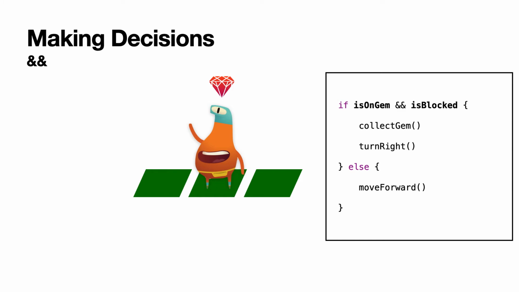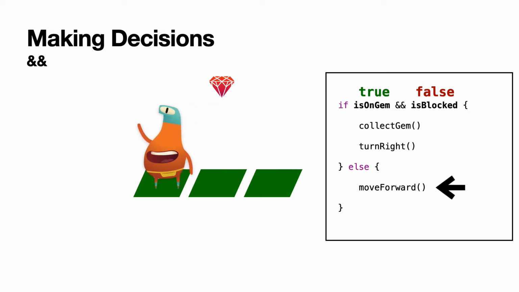Now, with a condition like this, we need to spend a bit of time to figure out which conditional is the right one to use and which combination of logical operators is the right one to use. Putting our check for is on gem and is blocked together might not allow us to solve a particular puzzle. In this case, we check to see if is on gem is true, which it is, and we see if is blocked is true, which it isn't in this case, because we can move freely forward. So we'll fall into the else clause of our if condition, and we won't wind up collecting the gem.